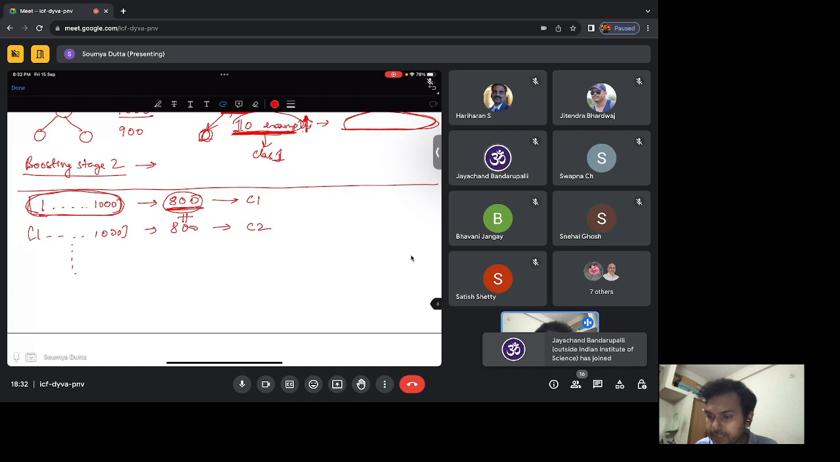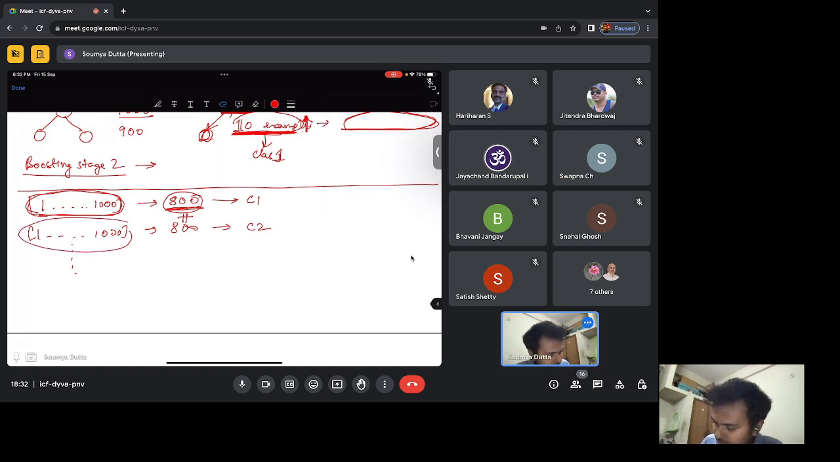Now this is why it is called sampling with replacement. In the second stage, when you are sampling these 800 points, it's quite possible that some of the points you select are also common with the first stage, because you cannot have two completely different sets of 800 points from 1000 points in two rounds.